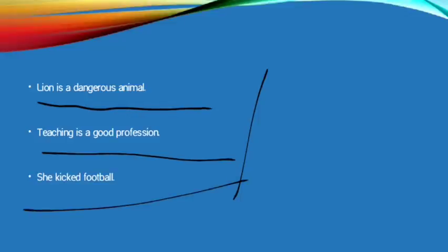Now see another example. Teaching is a good profession. So what is a good profession? You are getting the answer of what: teaching. But you are getting the answer at the subject place. So this is not a direct object. But if I say she kicked football, football is after the verb. So that's our object.